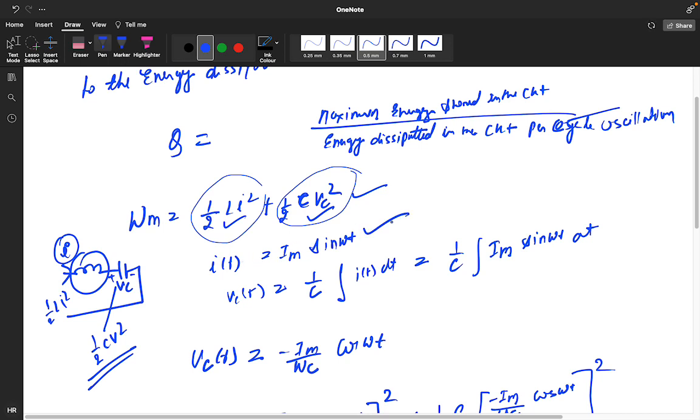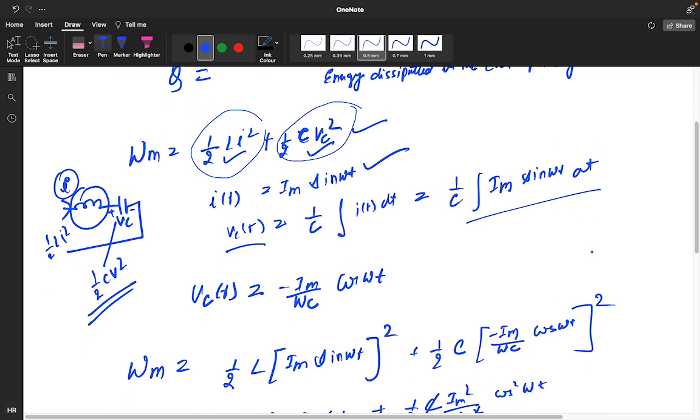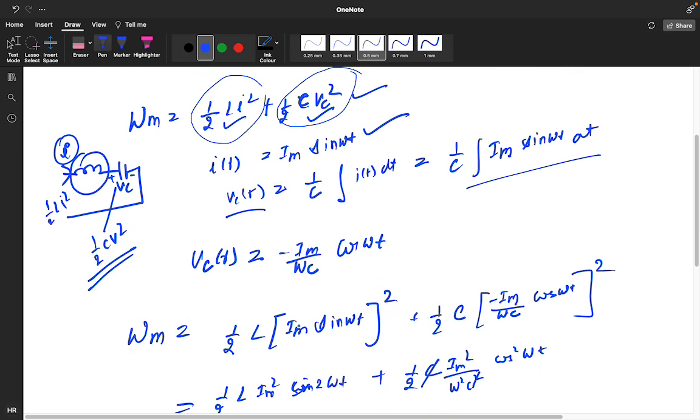I of t I am taking as Im sin omega t, and Vc of t we know is 1 by C integration of I of t dt. After solving the integration, I am getting the Vc of t value as minus Im by omega C cos omega t. Now I will substitute this value, and we are checking at omega equal to 1 by root under LC. Okay, at resonant frequency we are checking these things.